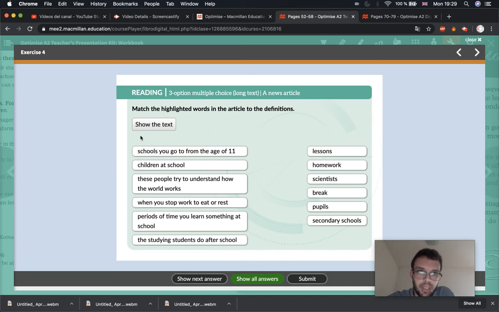So let's have a look. Schools you go to from the age of 11. What school do you go to from the age of 11? Well, there's only one type of school here. Secondary school. Good. What do we call children at school? Children at school are called pupils. These people try to understand how the world works. Smart people that try and understand how things work. Those are scientists.